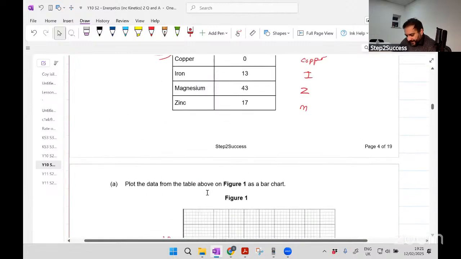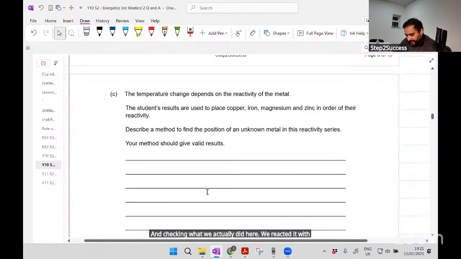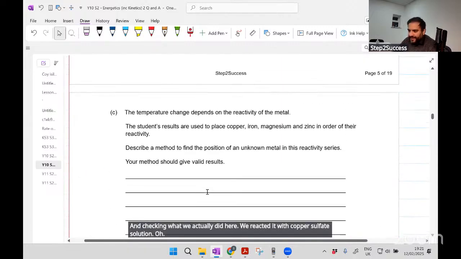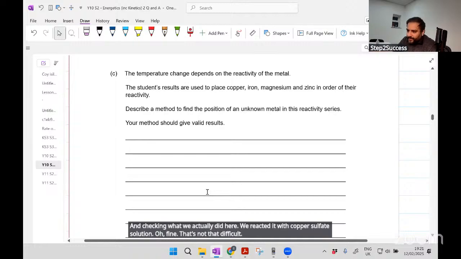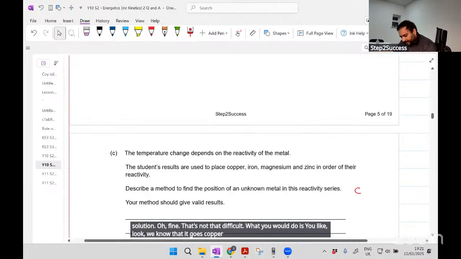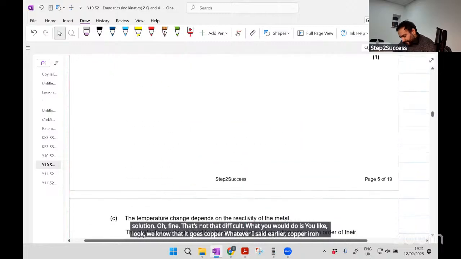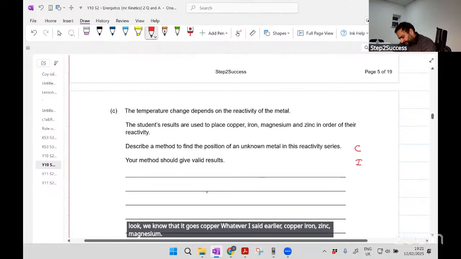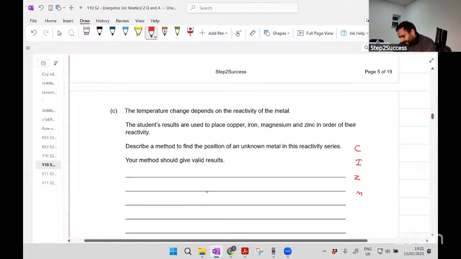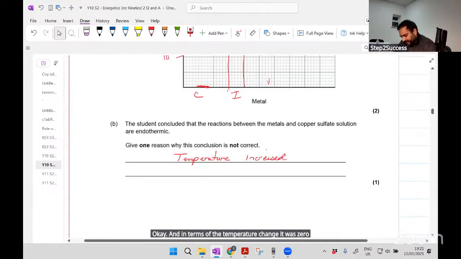I'm just checking what we actually did here. We reacted it with copper sulfate solution. Oh, fine. That's not that difficult. What you would do is you look. We know that it goes copper, whatever I said earlier, copper, iron, zinc, magnesium. And in terms of the temperature change, it was zero. What was it? 13, 17, and 43.